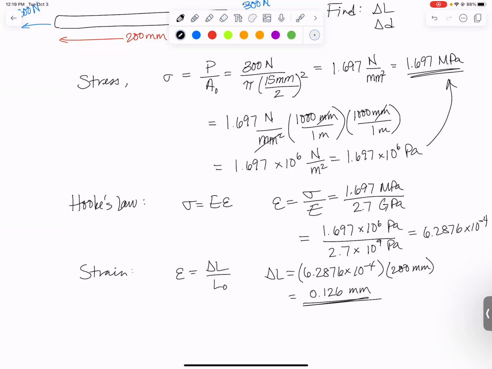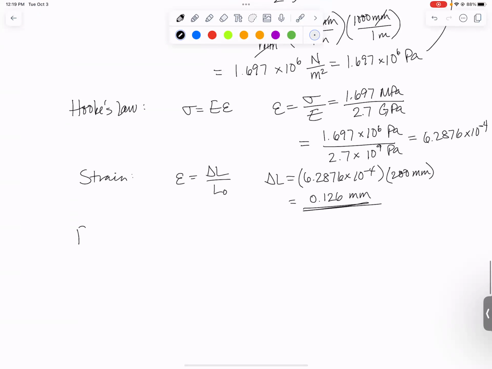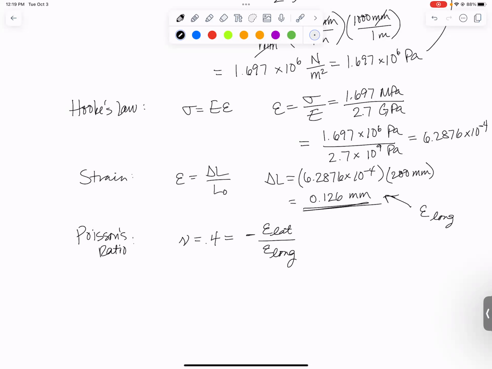Now let's use that new Poisson's ratio thing we just figured out. Poisson's ratio tells us that Poisson's ratio, which is 0.4, is minus the lateral strain over the longitudinal strain. What I just found is my longitudinal strain, because it was about how big a strain is along the length, how big would the length change? Oh, actually, I just pointed to the wrong thing. Epsilon longitudinal is up here. That's the actual strain. So let's plug it in and solve for epsilon lateral.